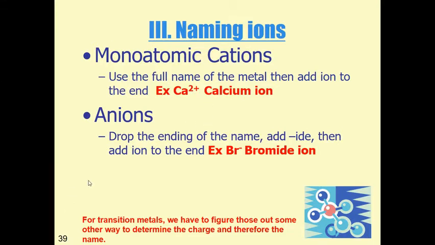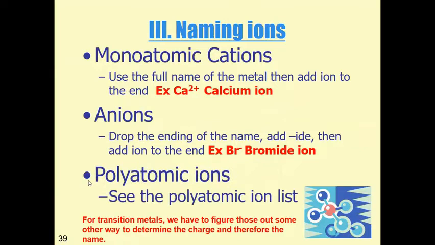Okay. Then you have your polyatomic ions. How do you name those? Well, you just look them up. Look them up on that list that is in Schoology. You look up, let's say, CO3 2 minus, and you say, oh, that's carbonate. And that's how you name it. You just look it up.